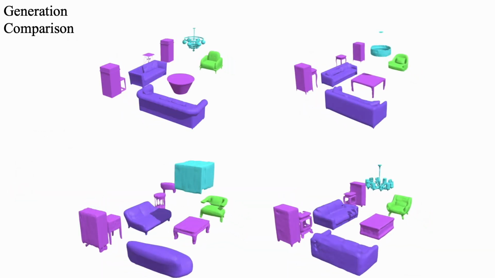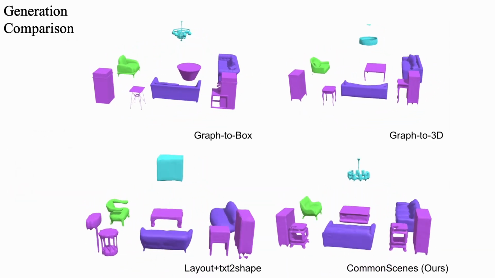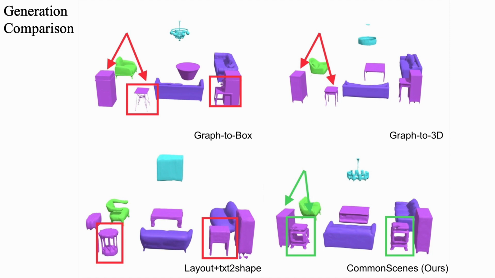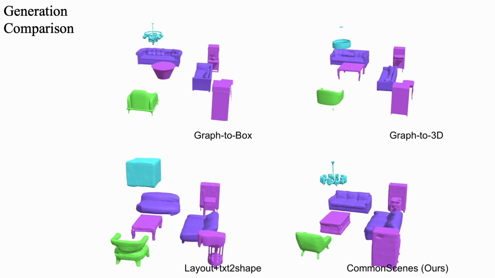We show our results compared with the previous retrieval and semi-generative methods. Red arrows point at the scene-object inconsistency, and red rectangles highlight the object-object inconsistency.